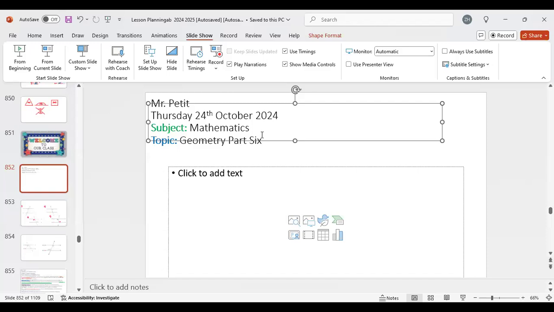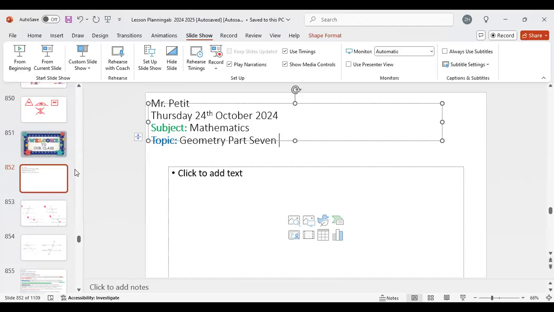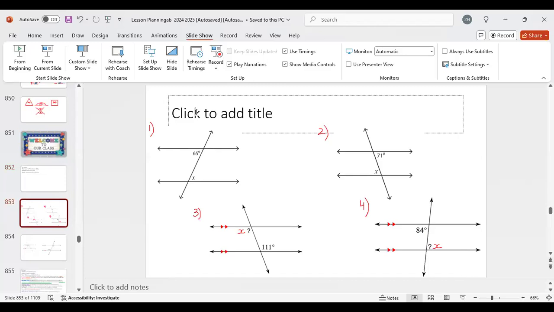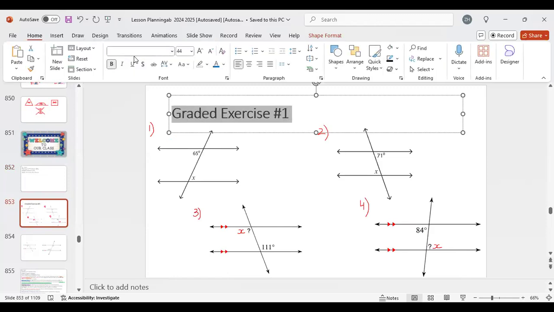Let me erase all this. And let's go on to, well, what I want to do first, I actually want to review what we did yesterday. So we're going to start off with a quick graded exercise. Graded exercise number 1. Let's go ahead and do this together. We should be able to answer these. I want you to write this down in your book.